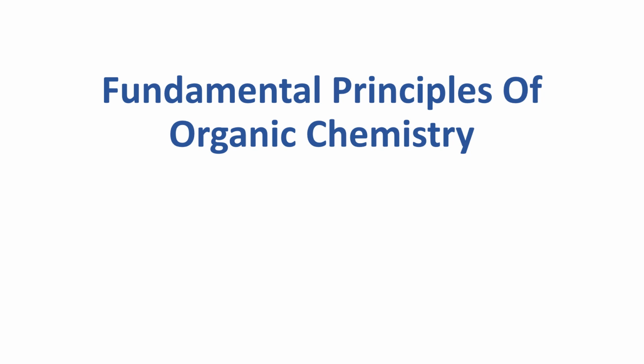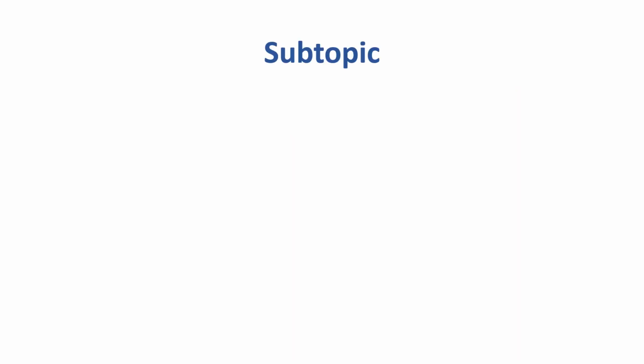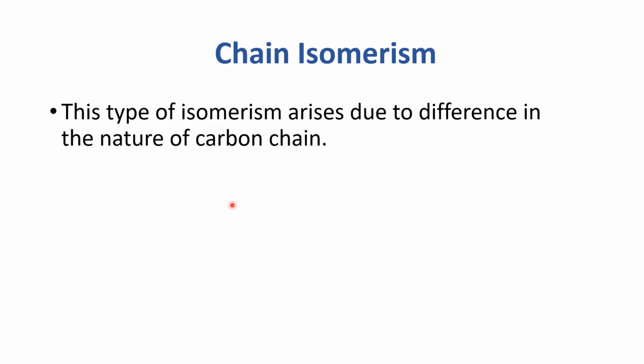The topic we are going to discuss is fundamental principles of organic chemistry. And the subtopic is structural isomerism. Let's learn about chain isomerism. This type of isomerism arises due to difference in the nature of carbon chain.